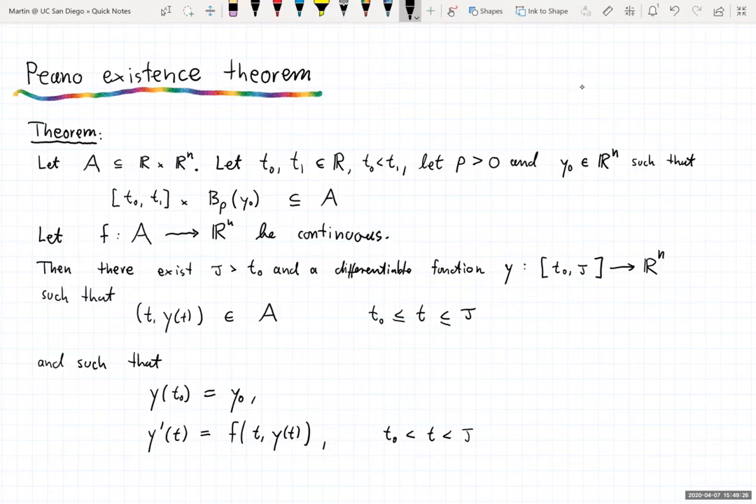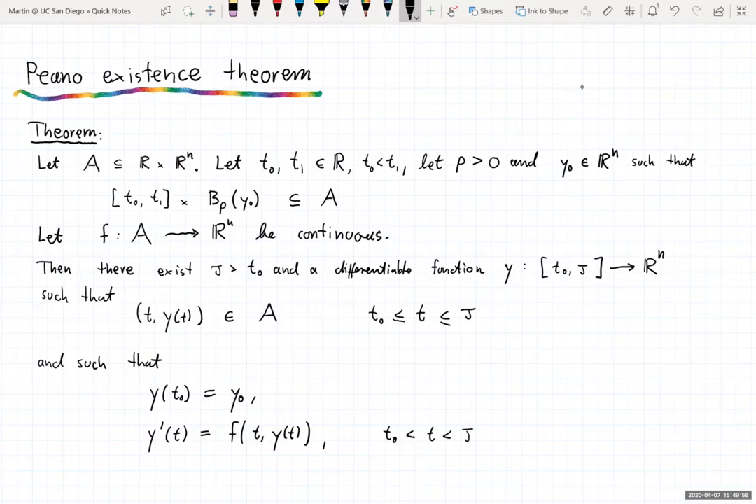Under those assumptions, there exists a number tau that is greater than t naught, and a differentiable function y defined on the interval from t naught to tau, mapping into R^n, such that, on the one hand, for all times t between t naught and t1, the tuple (t, y(t)) is contained in the set A, and such that also y at t naught is equal to y naught, and y prime of t is equal to f of t and y of t for all times t between t naught and tau.